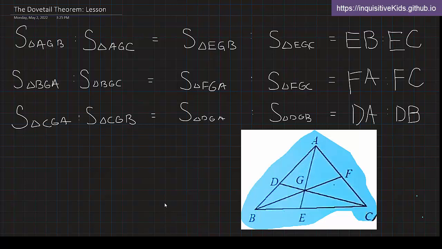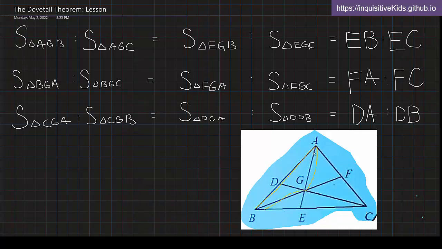So the area of triangle AGB to the area of triangle AGC, that ratio is the same as the area of EGB to EGC. So why is that? The ratio is the same. It's not saying that the areas are exactly the same, but the ratios are the same. Here is why.